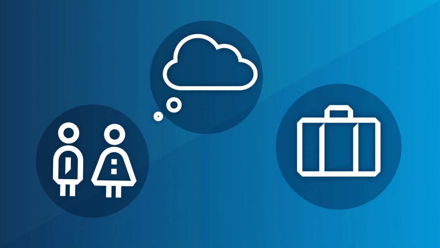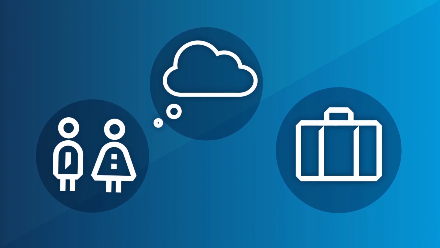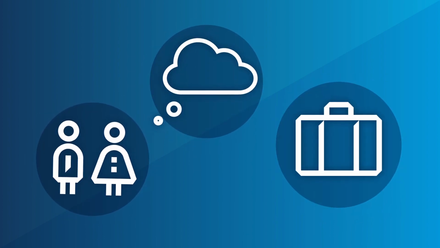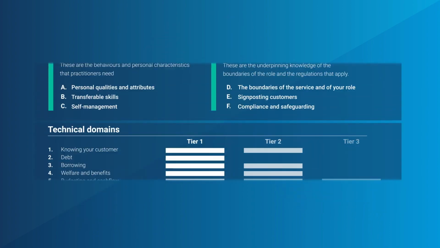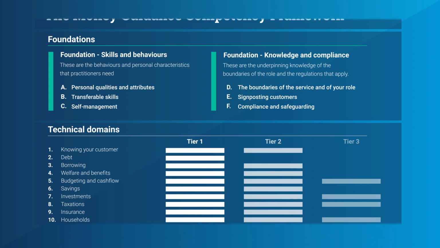You can use the competency framework in a range of ways. For example, to support peer-to-peer discussions, self-reflection, and job role and career planning. The Money Guidance Competency Framework is designed to support you and the money guidance you deliver.